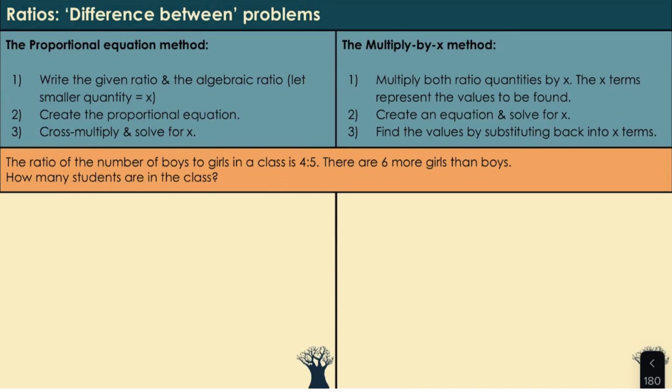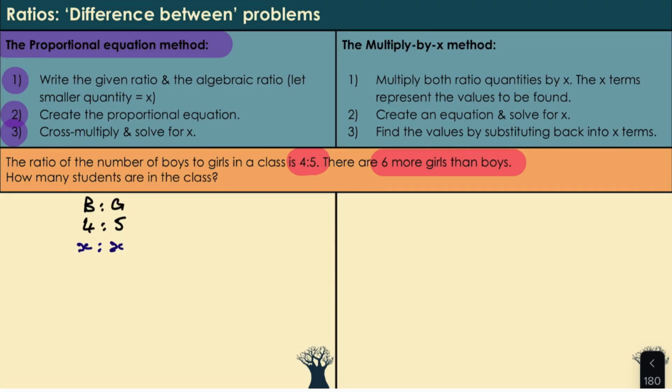Second example, the ratio of the number of boys to girls in a class is 4:5. There are 6 more girls than boys. How many students are in the class? So first we will do our proportional equation method following these three steps. We have our ratio boys to girls, which is 4:5. The algebraic ratio, we have 6 more girls than boys. So boys is less, that is x, and 6 more girls will be x plus 6.